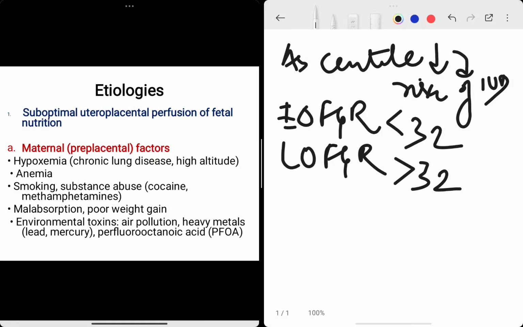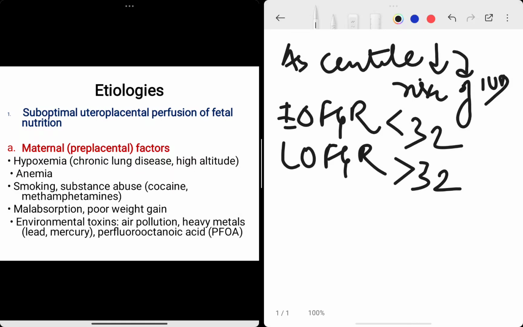So first one is the cause which is maternal in origin, or the preplacental disease, if the mother is having any condition like chronic lung disease or high altitude. So in these two situations there is hypoxemia, or the oxygen saturation is lesser. Anemia, same reason. Then smoking or substance abuse, this causes vasoconstriction and placental atrophy also. So these two conditions are associated with fetal growth restriction.